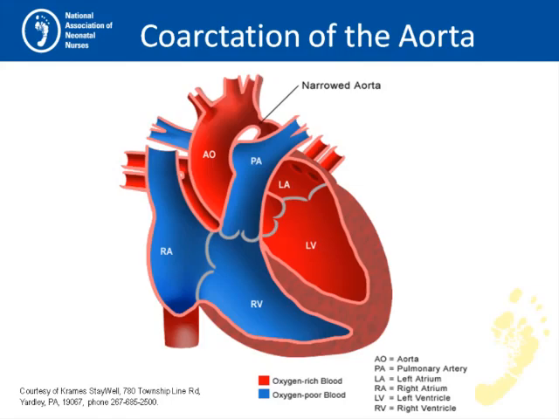Coarctation of the aorta. Coarctation is a narrowing or constriction of the aorta in the aortic arch segment, most commonly below the origin of the left subclavian artery. Coarctation of the aorta may occur as a primary lesion or secondary to constriction of the ductus arteriosus. Severity depends on location and degree of constriction.